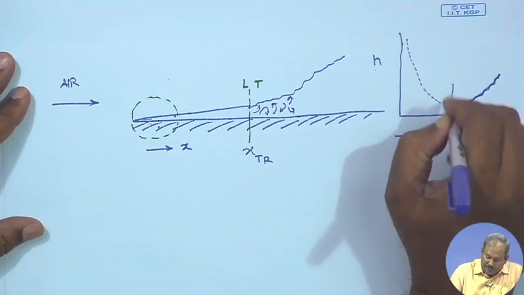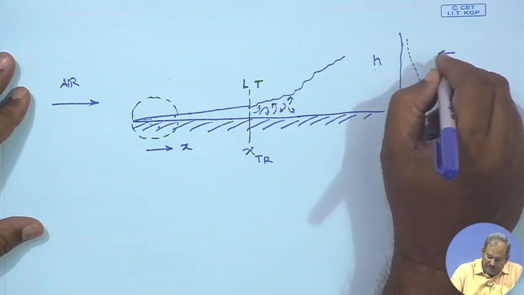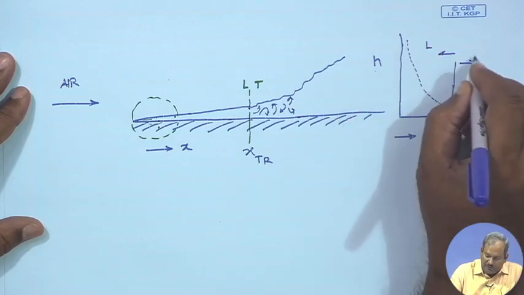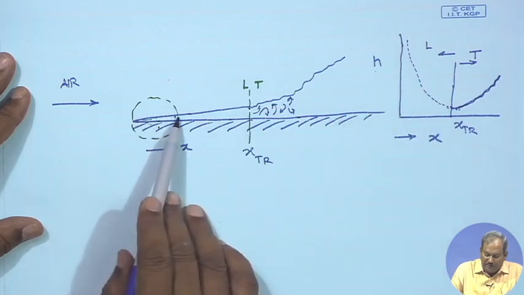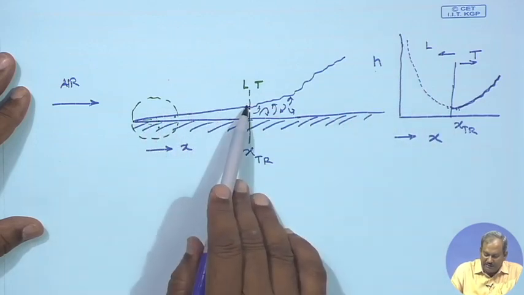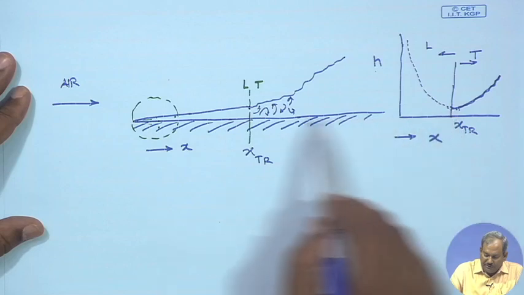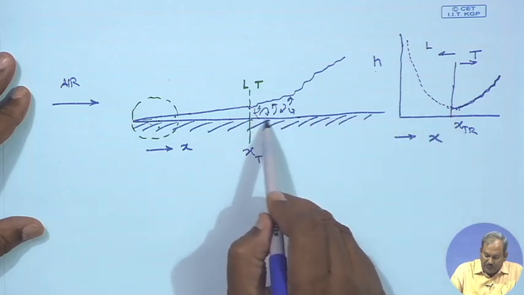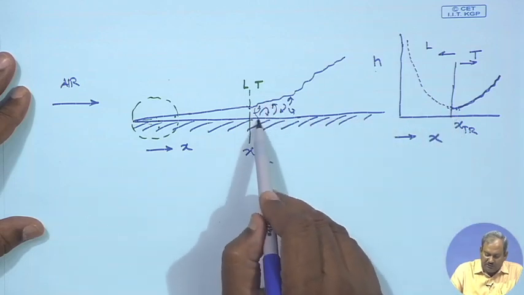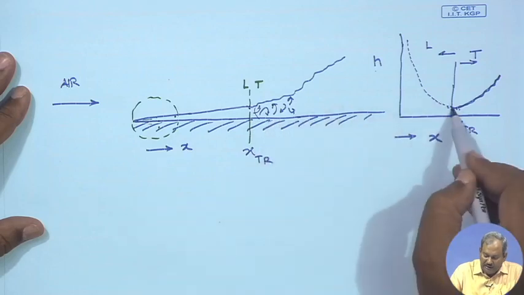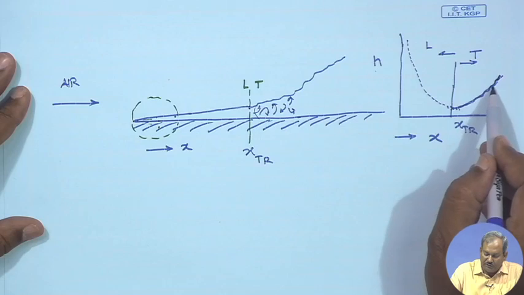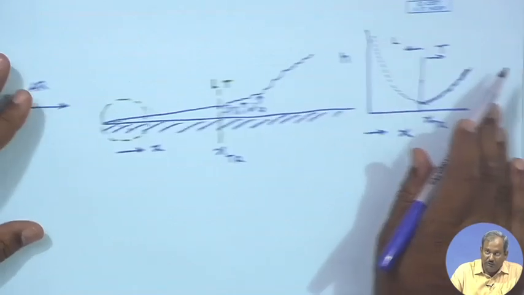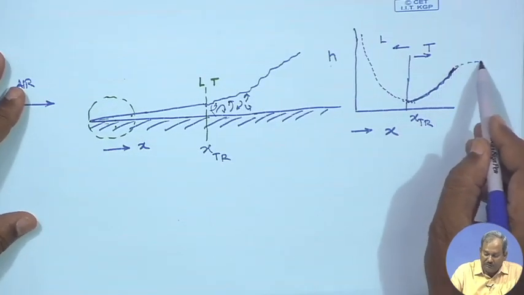Up to this point what you have is laminar flow, and beyond this point is turbulent flow. In the laminar flow, the value of H decreases as the thickness increases, but at this point, since you are going to have a lot of intermixing, heat transfer is going to be enhanced. With turbulent flow, the heat transfer coefficient starts to increase and it will reach some sort of a plateau after that.